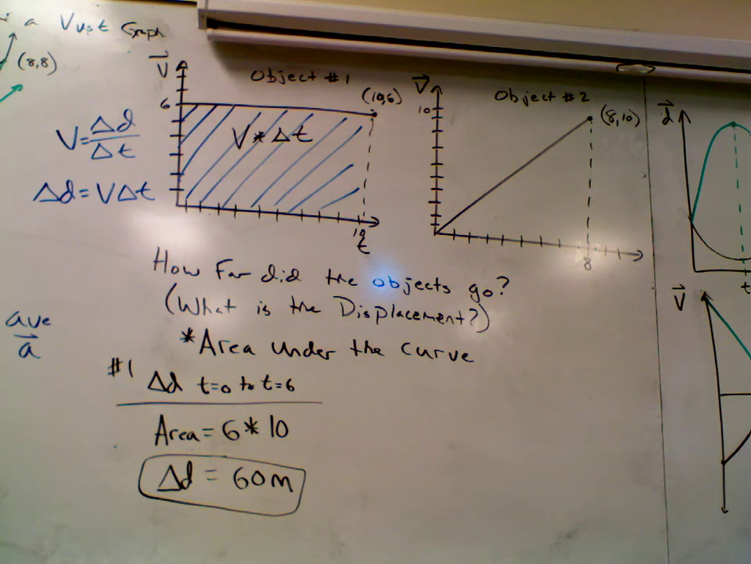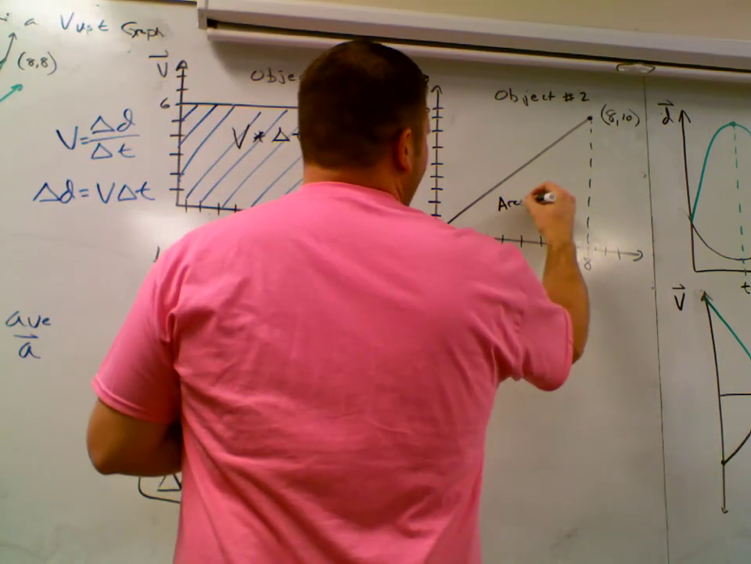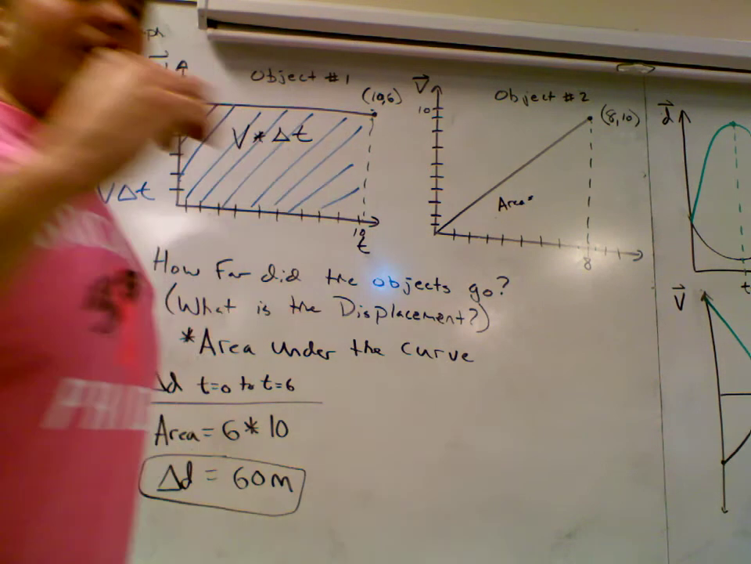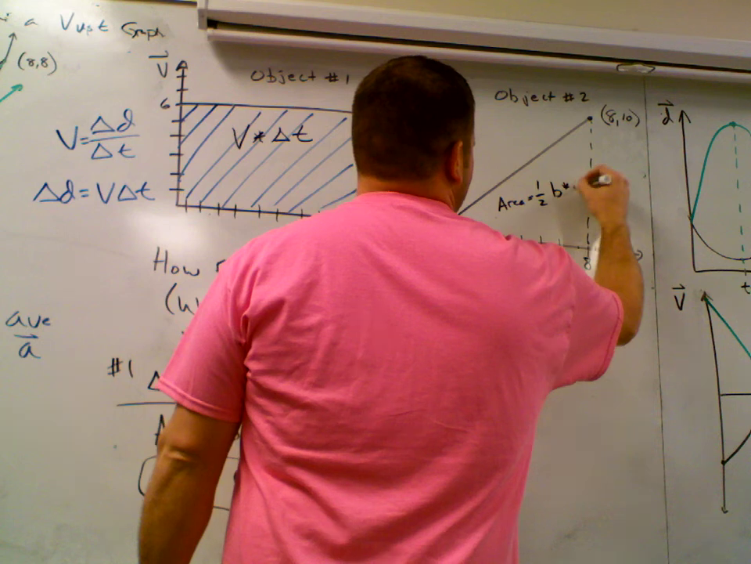Does that make sense, guys? Can you find it for object 2? Guys, I have 10 minutes left. Please find this for me. I know you can do it. What equation might be helpful? Area of a triangle is what? Base times height times 0.5. Okay, 1/2 base times height.